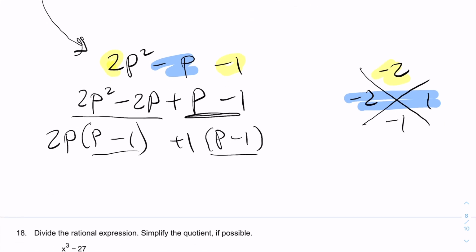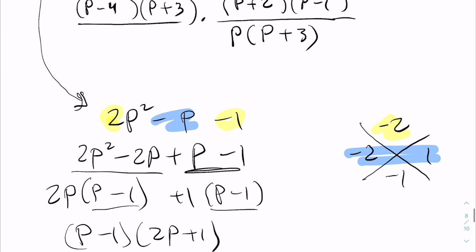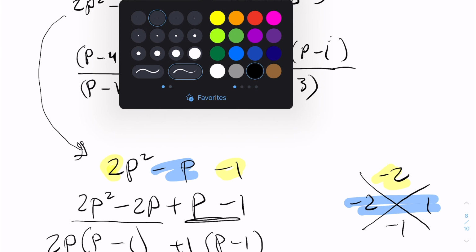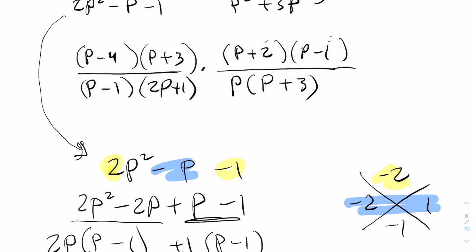Factor out the common factor, which is p minus 1 times the quantity 2p plus 1. So that factored out pretty quickly to p minus 1 times the quantity 2p plus 1. Now cancel common factors. And this is the fun part, as I say. P minus 1 and p minus 1. Anything else? How about, let's change the color to red. P plus 3, p plus 3. And I think that is it.